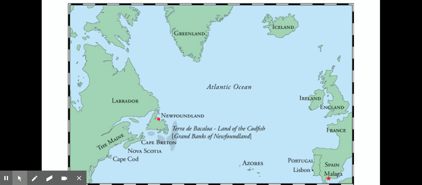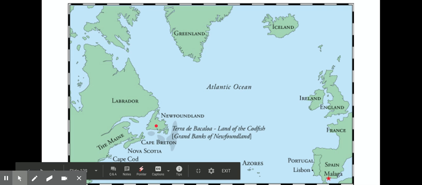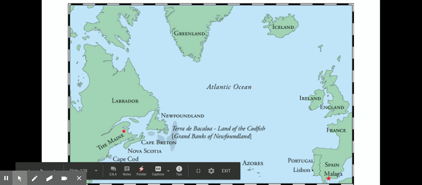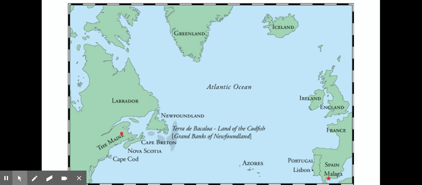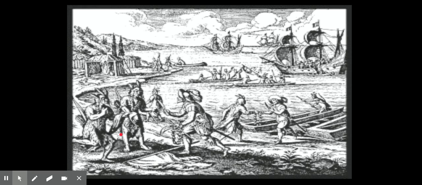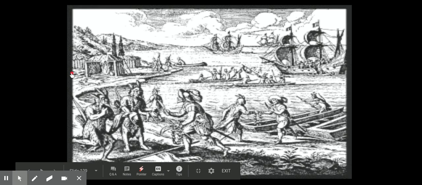They go ashore partially out of curiosity, partially just to get off the ship, partially for food supplies, partially to trade with native people, partially to set up camps where they can live and dry the fish. They come into contact with Native Americans and start exchanging things with them, trading with them, learning from them, and spreading germs to them. Here you can see some fishermen going ashore, being greeted by native peoples.